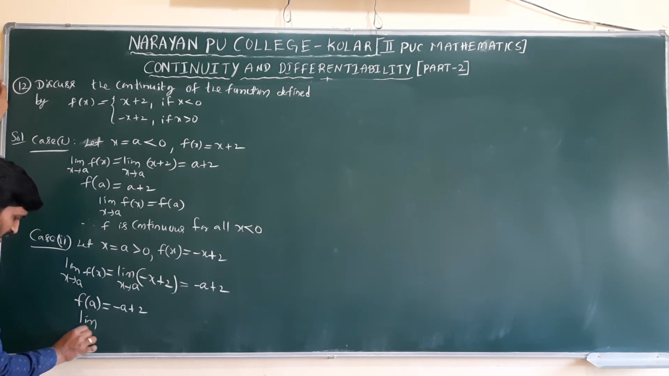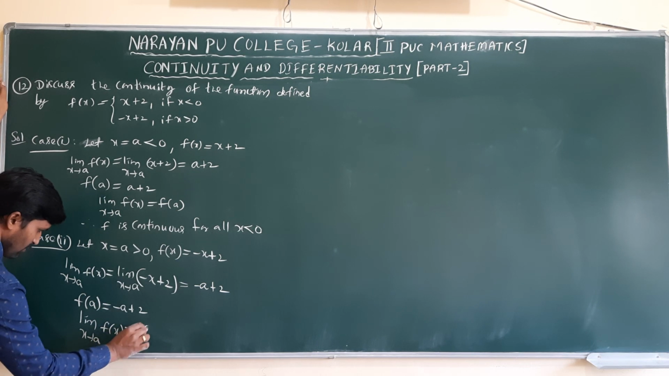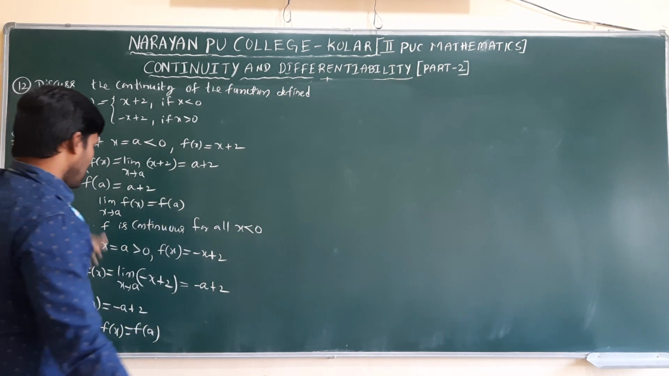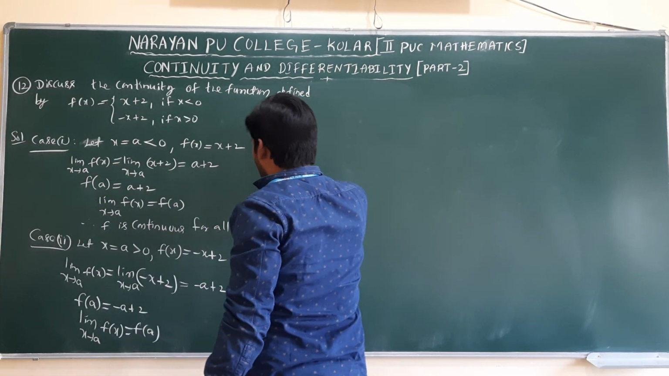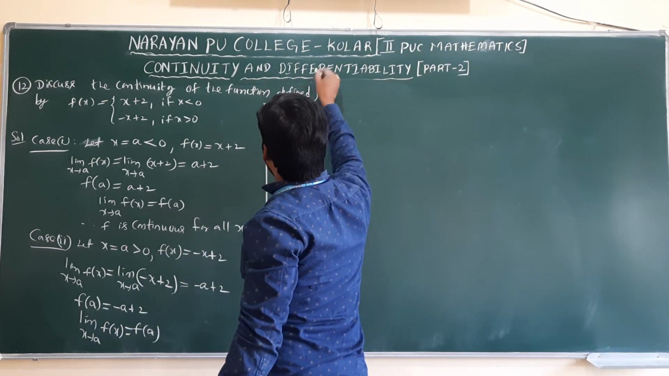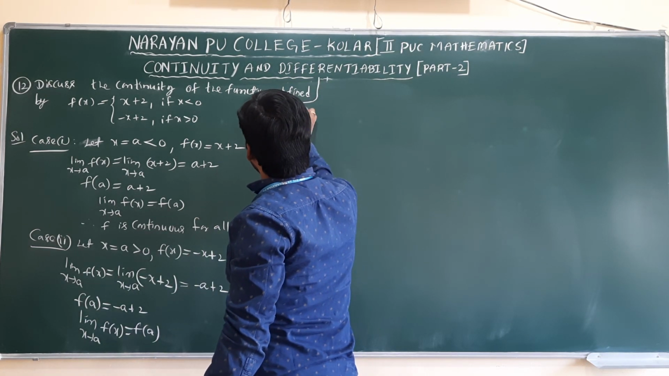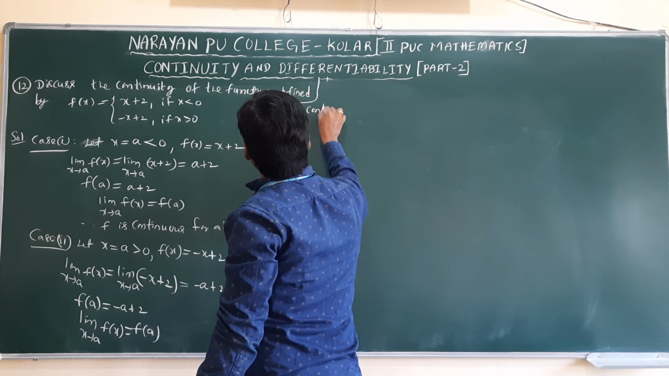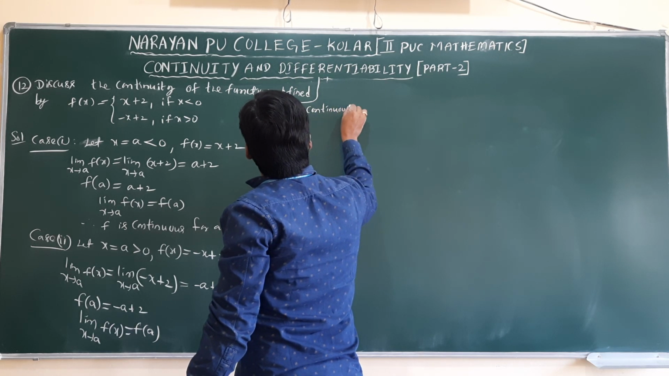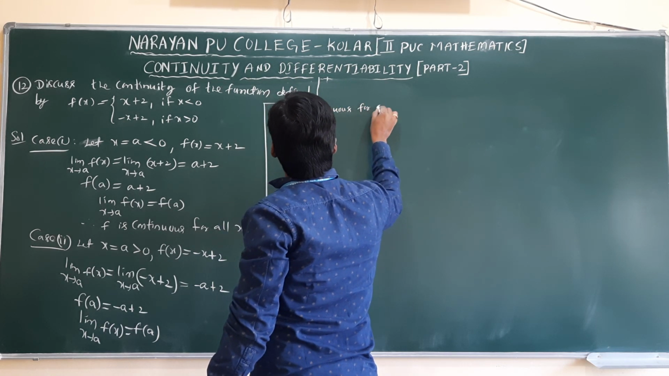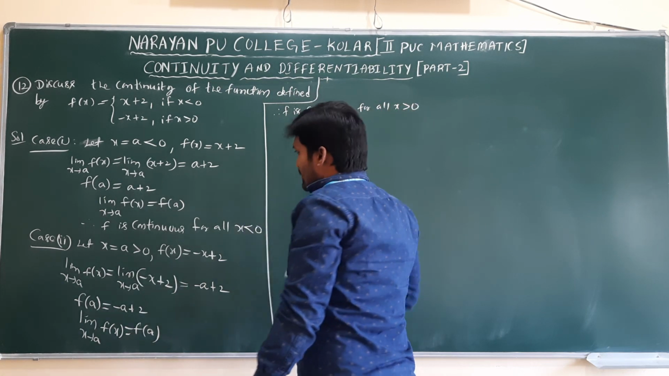Now both values are equal. So the limit as x tends to a of f(x) equals f(a). This condition is satisfied for what values of x? For all values of x greater than 0. Therefore f is continuous for all x greater than 0.